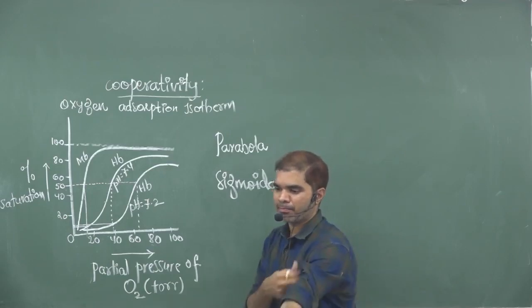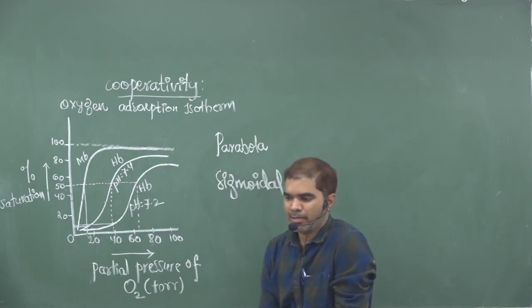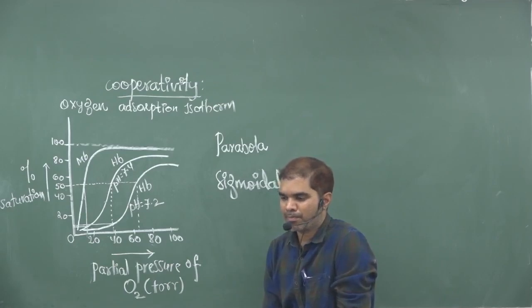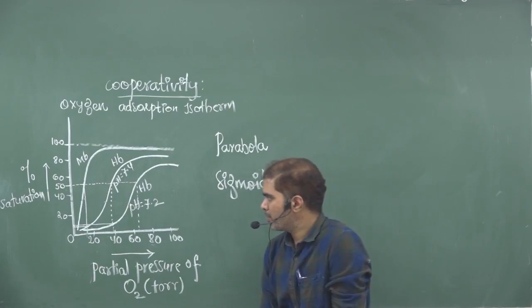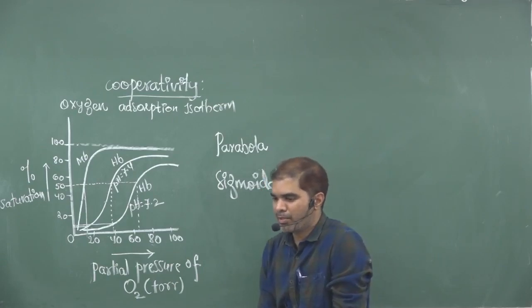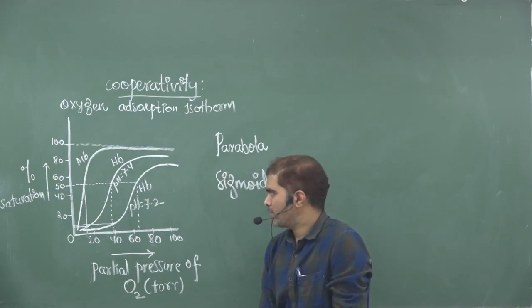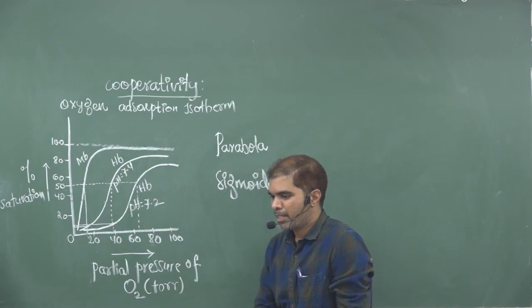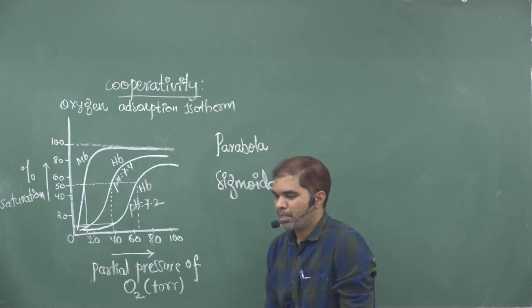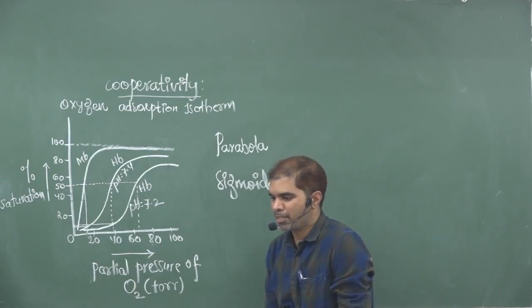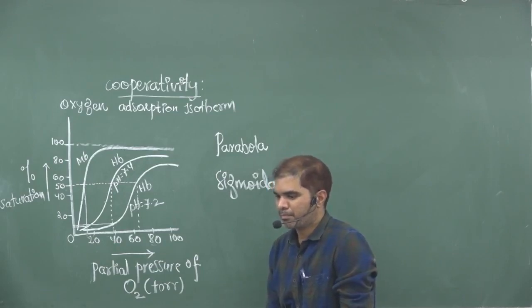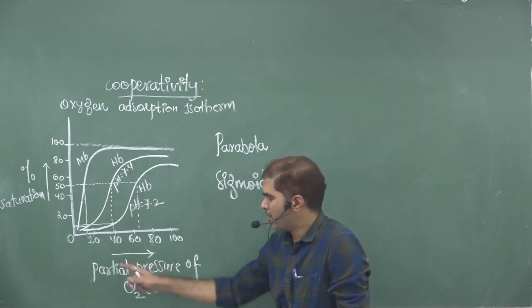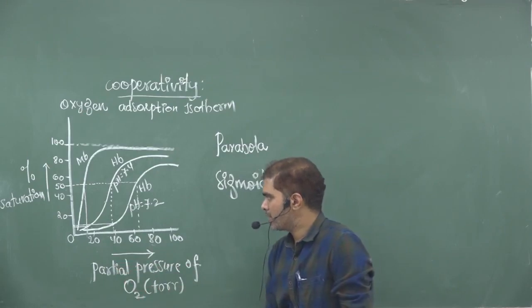At higher pH, percentage saturation is more, whereas when pH drops, percentage saturation also drops. When pH drops, percentage saturation also drops for the same partial pressure of oxygen.